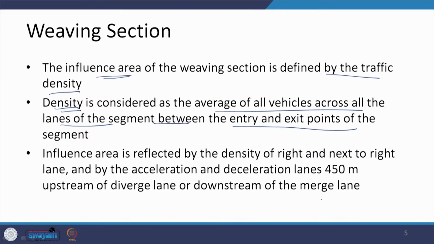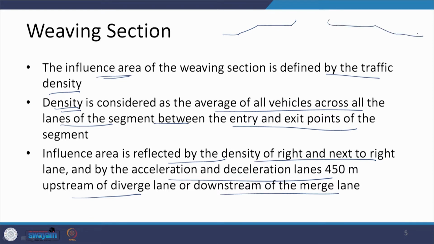Now, when we are looking at the influence area, it is reflected by the density of which lane? The density of the right and next-to-right lane, and by the acceleration and deceleration lanes 450 meters upstream of the diverge lane or downstream of the merge lane. So, this is the amount of area, basically the length, which we are going to consider. We are going in this form and similarly we are coming in this. Whatever the acceleration and deceleration lanes, from here we are going 450 meters and from here we are going 450 meters. So, this is the total stretch which is going to be considered for this type of analysis.